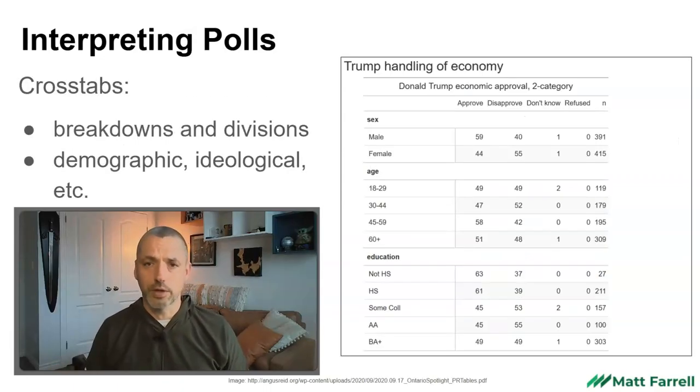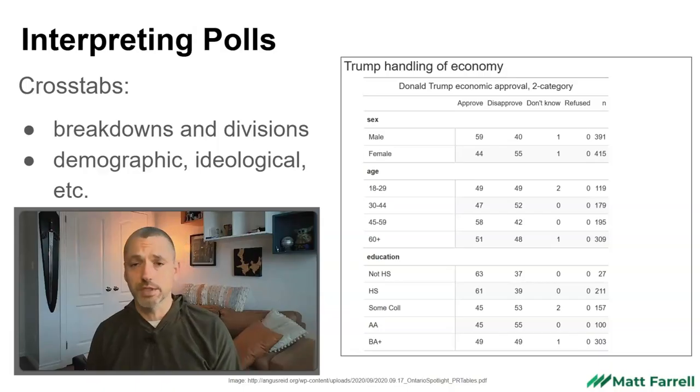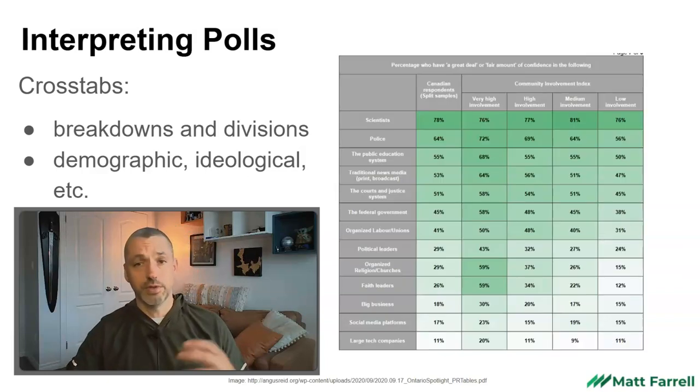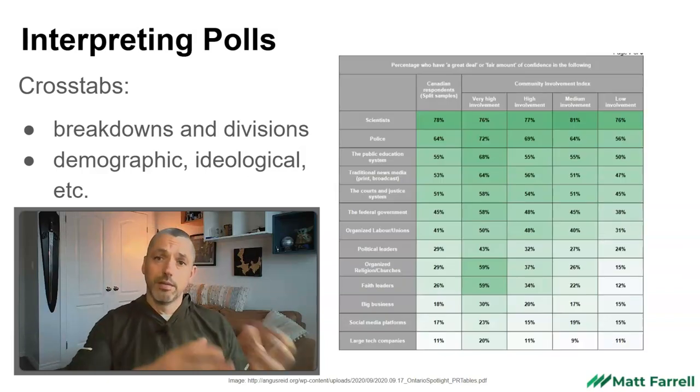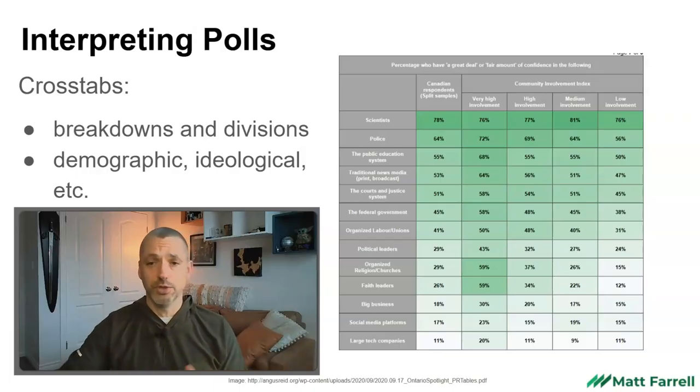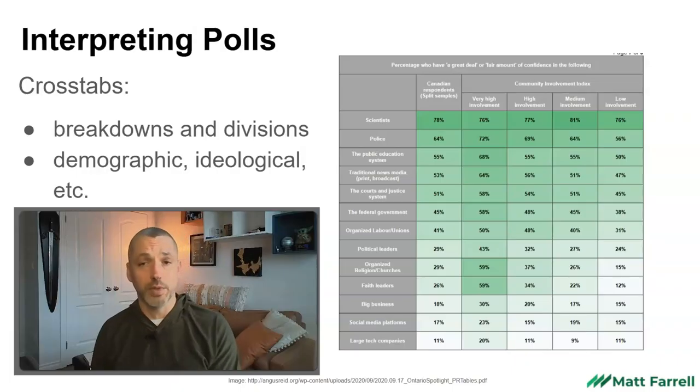Once you get into the crosstabs, the detailed breakdown of different subgroups and how they responded to the question, it'll give you an idea of how different segments of the population responded to a question. So for example, if overall the public approved of something, you can see whether that broke down differently across age groups or gender. This particular one broke down how people trust different groups and institutions based on their community involvement.